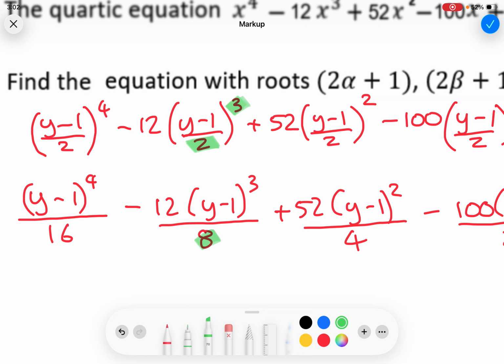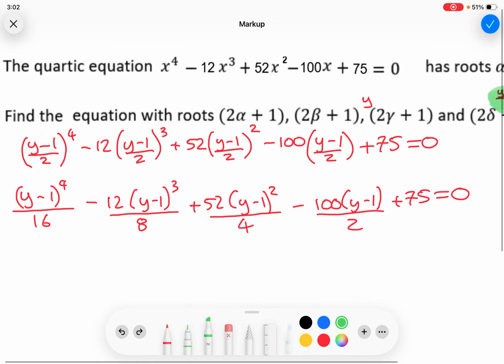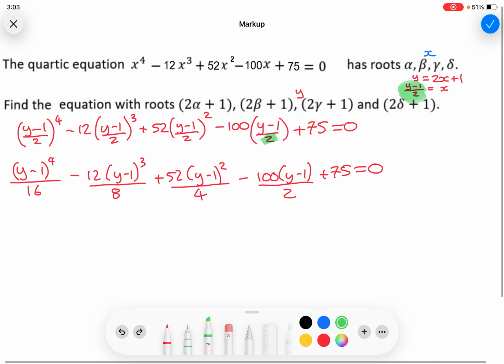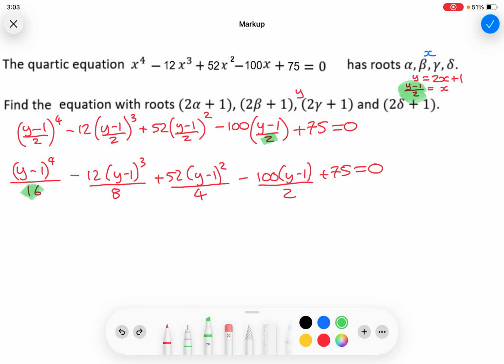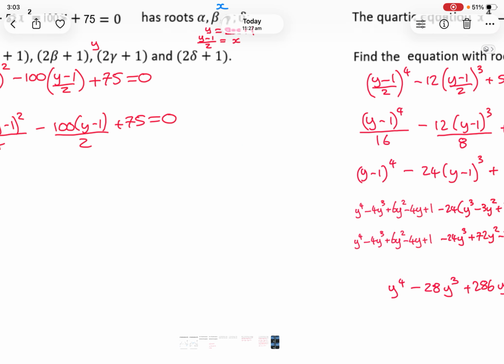I've got my 2 cubed here, and then I've got the y minus 1 cubed on the top. I've got my 2 squared here, and then I've got my y minus 1 squared on top. And then here I've just got the 2 to the power 1. Right, now I can see how I can simplify all of these fractions. If I times through by 16, it's going to simplify each of these terms here. So that's my next thing. I'm going to times through by 16.